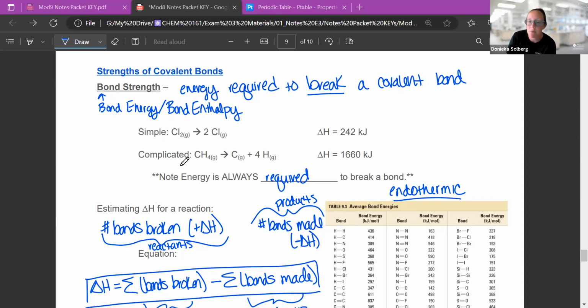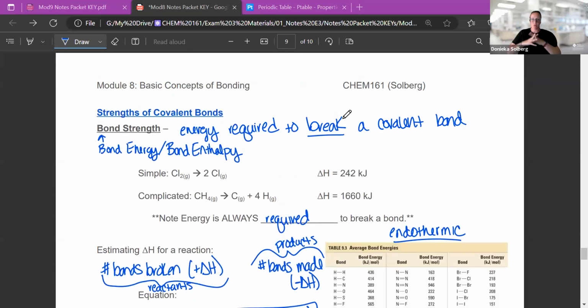So for example, if I just want to break a chlorine bond, break one chlorine from another chlorine, it requires 242 kilojoules of energy. Notice that is positive because it requires energy to break bonds. It is an endothermic reaction to break bonds. Now, a more complicated molecule, CH4: to break all of the hydrogens from the carbon, it's going to require 1660 kilojoules of energy. So note, energy is always required to break a bond.